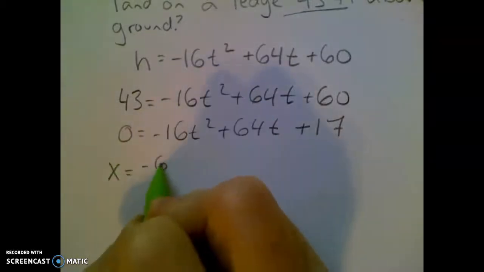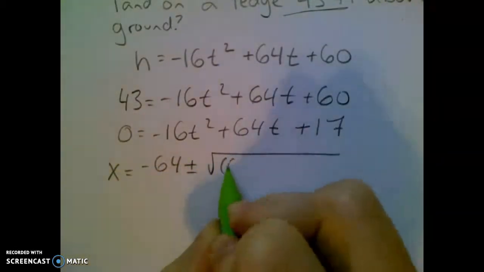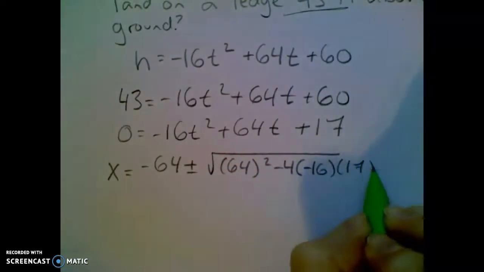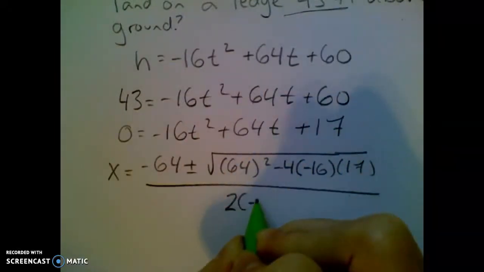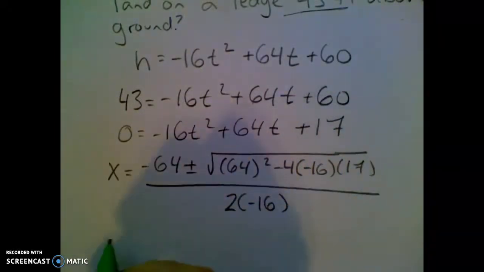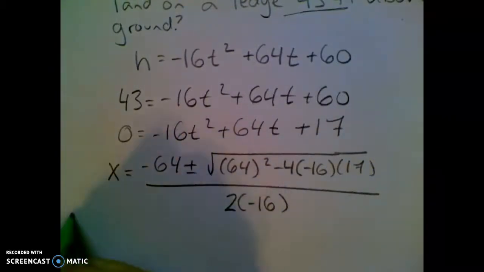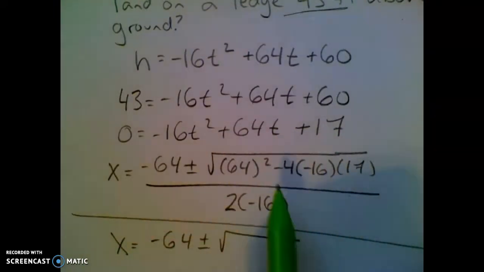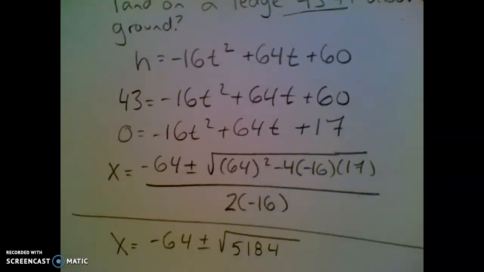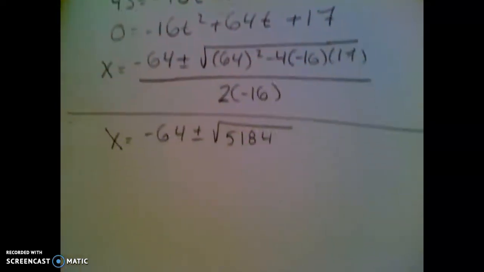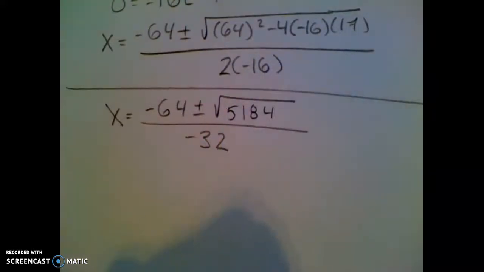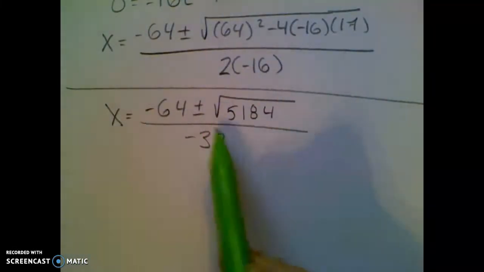So x equals negative 64 plus or minus square root 64 squared minus 4 times A times C, all over 2 times A. Okay, that's a little bit close, I apologize, but there's this line. So x equals negative 64 plus or minus square root, and I went ahead and did this beforehand and got 5184 on the inside there. Okay, over negative 32. All right, this does tell me that I'm going to have two distinct real answers.